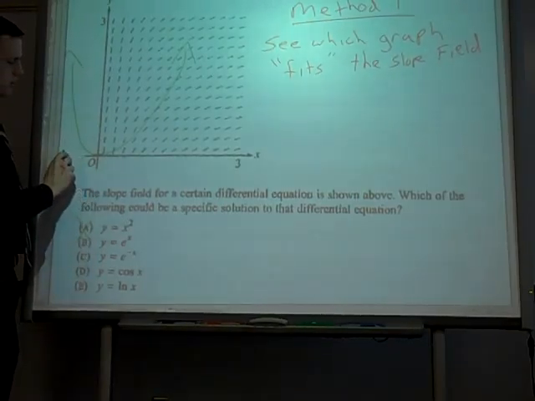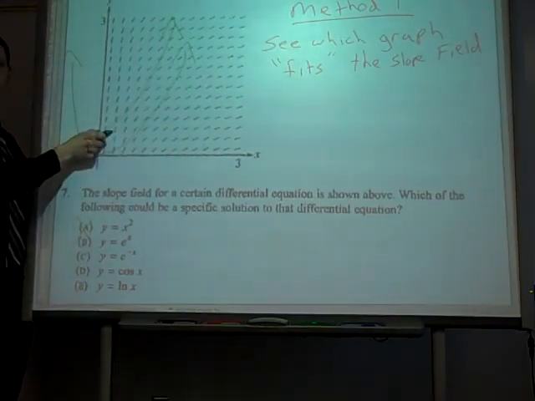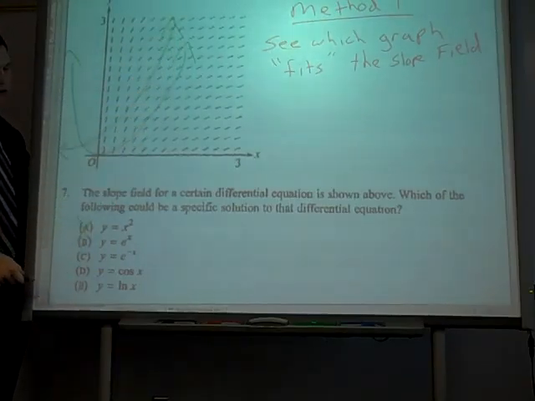E to the x goes like this. Same problem. It should be closer to horizontal slope and steep slopes. So we're going against the crowd.